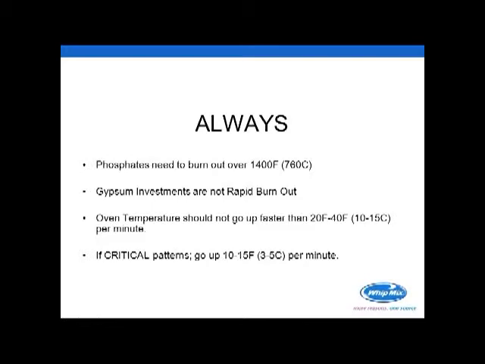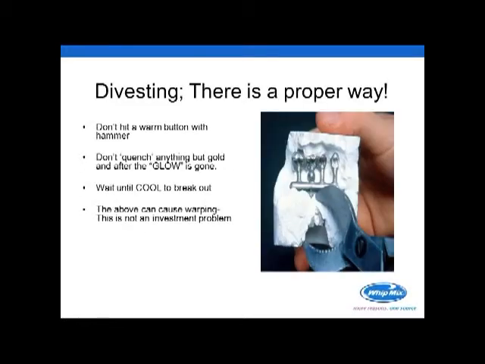Now, there is a good way to divest, and there is a wrong way to divest. So here's the wrong way. Don't hit a warm button with a hammer. Many of us use those divesting tools to take metal out of the investment.